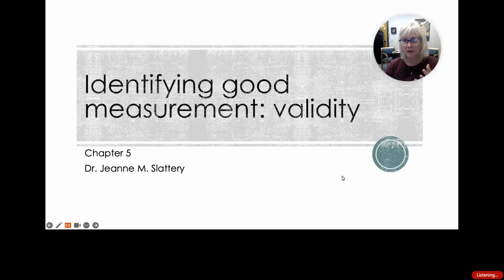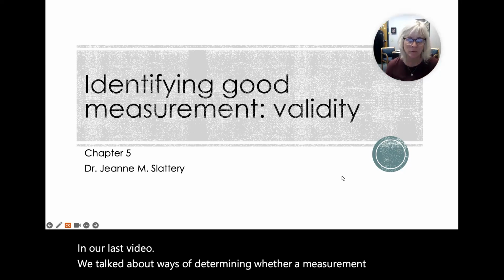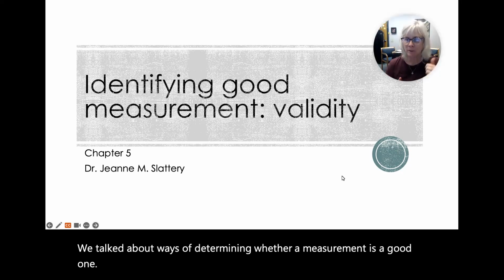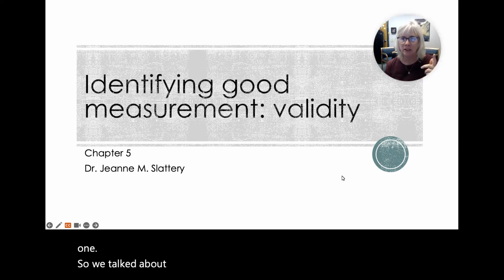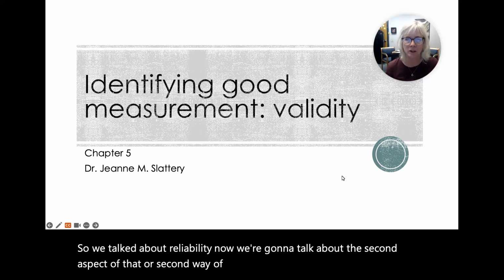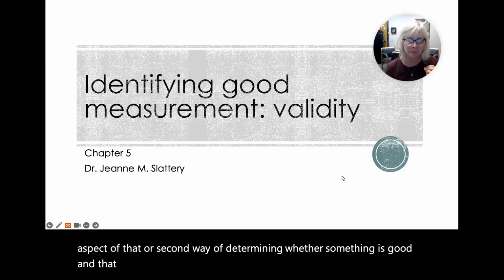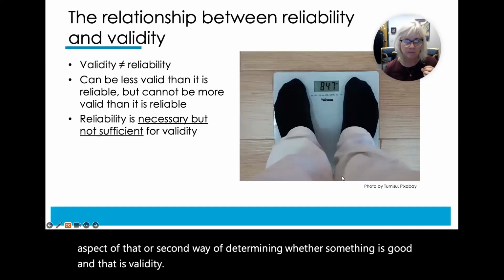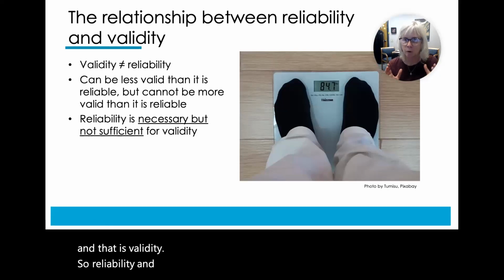In our last video, we talked about ways of determining whether a measurement is a good one. So we talked about reliability. Now we're going to talk about the second way of determining whether something is good, and that is validity. Reliability and validity are related to each other, but not the same.